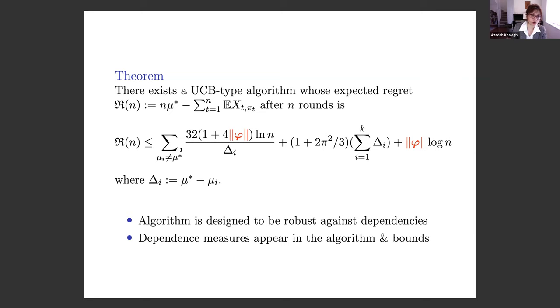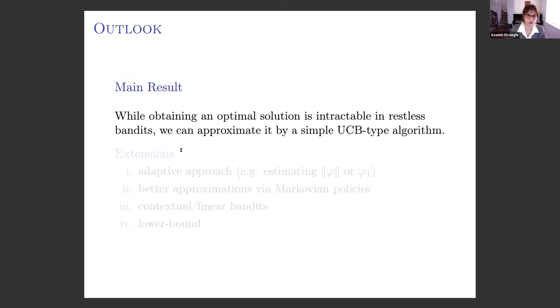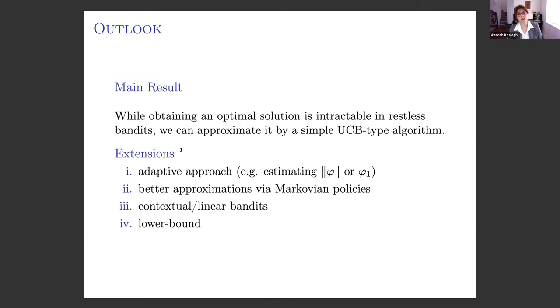Okay, so I just want to end with a bunch of concluding remarks and open directions. I think what I'm most excited about with this result is the fact that even though obtaining an optimal solution in this scenario is intractable, we were able to create a first approximation for it using a very simple algorithm, right? Now, the algorithm has its limitations, as all algorithms do. So this one in particular, remember, I require to know a bound on the sum of the mixing coefficients.